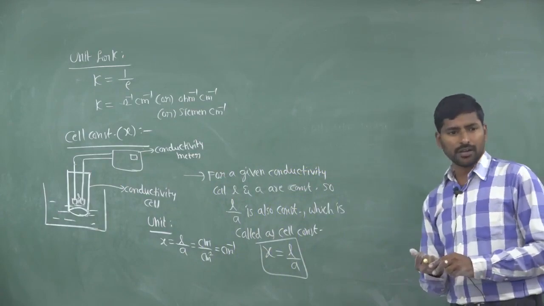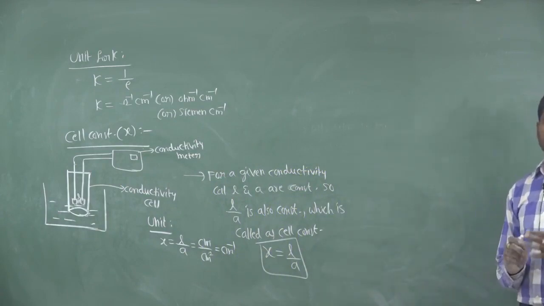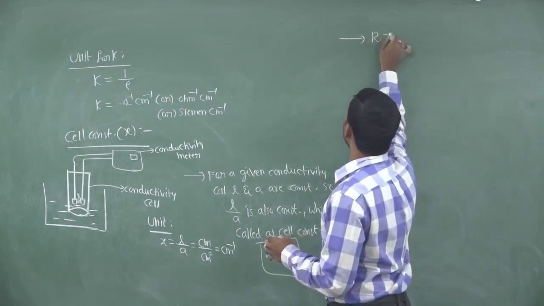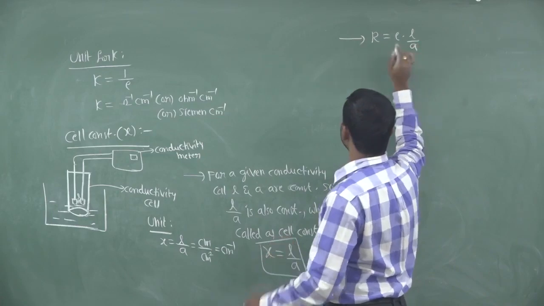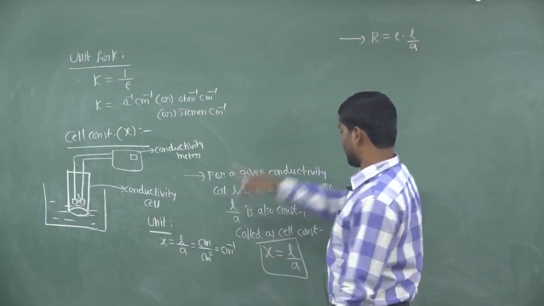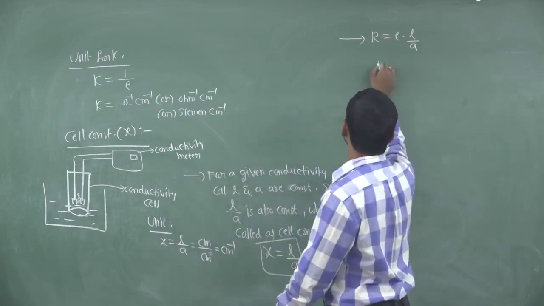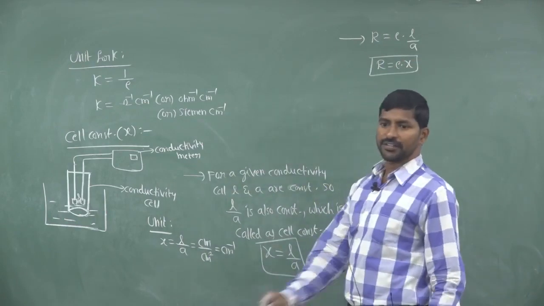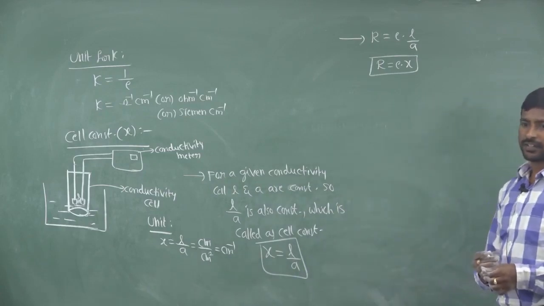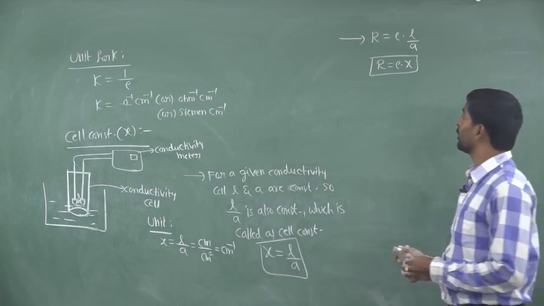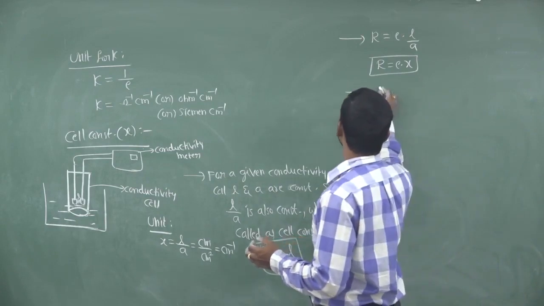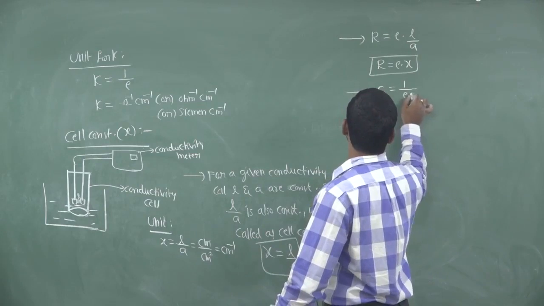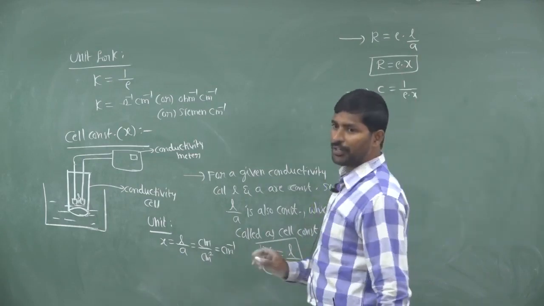So with respect to cell constant, what is the expression for resistance? R is equal to rho into L by A. L by A is called X. Therefore R is equal to rho into X. This is the expression for resistance with respect to cell constant. Next, inverse of resistance is called conductance. So C is equal to 1 by rho into X.